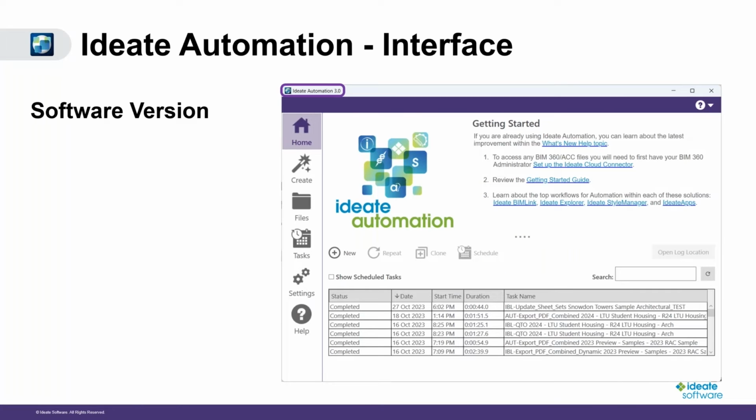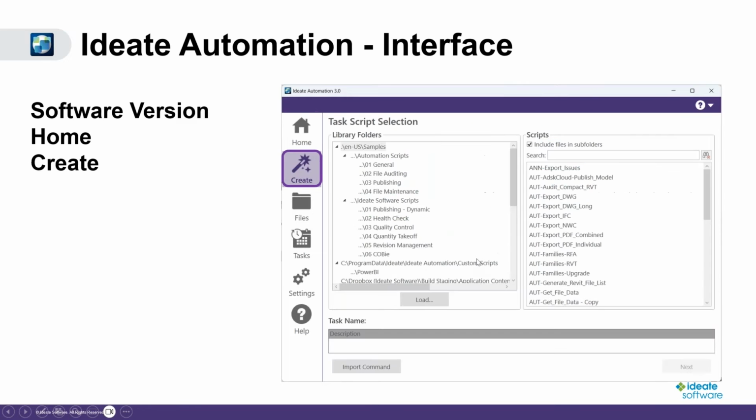So this is what the interface would look like. This is where you'll see the software version. We're actually at 3.1. Then we have the home, where you'll get the getting started guide. You have a lot of information on our website. You can do your Ideate Cloud Connector integration, and we'll also talk about that in a second. This is an overview of all the tasks that you ran initially when you first run Automation. Then you have creating a new task, repeating, cloning, and scheduling.